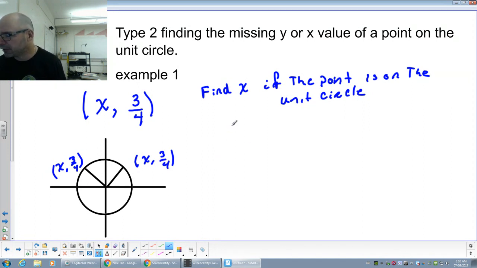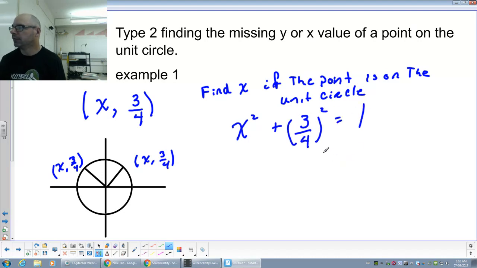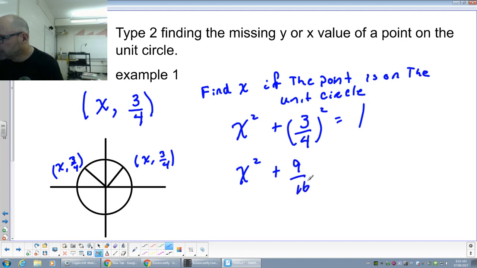So all we do is check this point in the unit circle equation. The unit circle equation is x squared, which we don't know, plus y squared, which we do know, equal to 1. So we just square the y. This is x squared plus 9 over 16 equals 1.